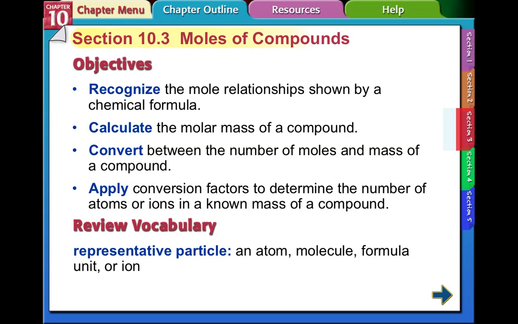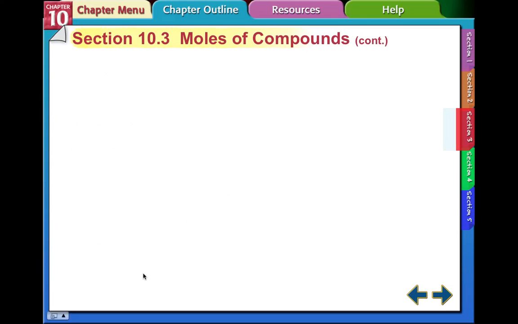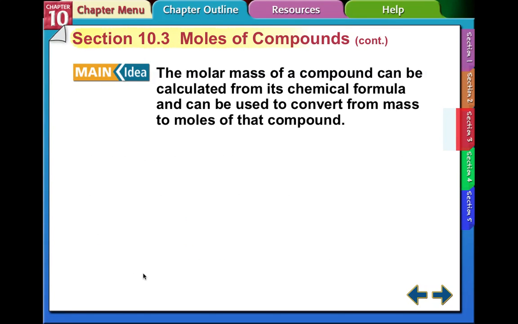Representative particle, an atom, molecule, formula unit, or ion. Remember when we talk, these are the units of 6.02 times 10 to the 23rd. It can be a particle, it can be an atom, it can be a molecule, formula unit, ion. Remember those are interchangeable.